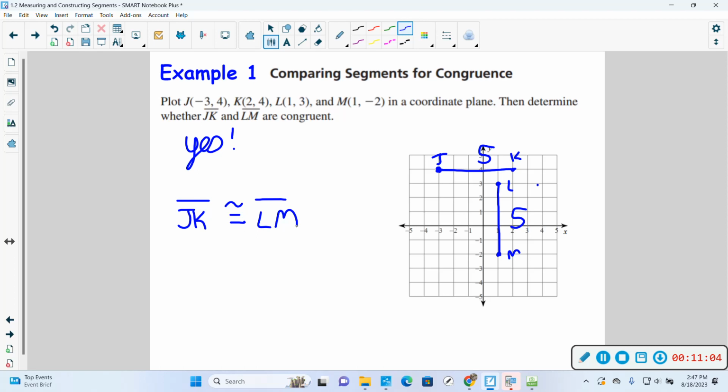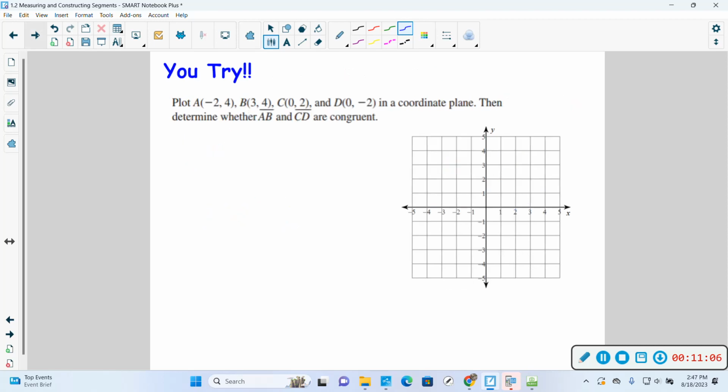All right, you're up. Try this one. Plot them, count them, tell me if they're congruent. I'm just going to start plotting the points here. Negative 2, 4, maybe. Let me just draw in the segments here quick. Let's see, AB and CD.